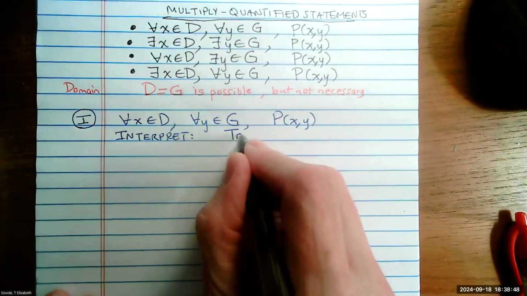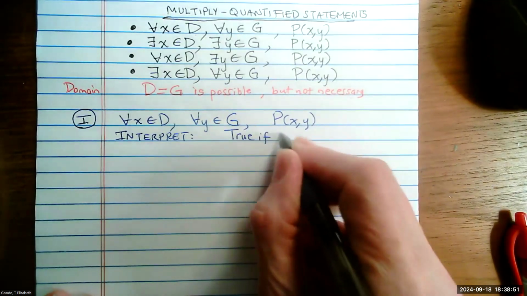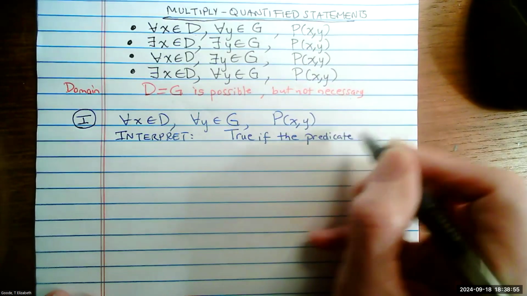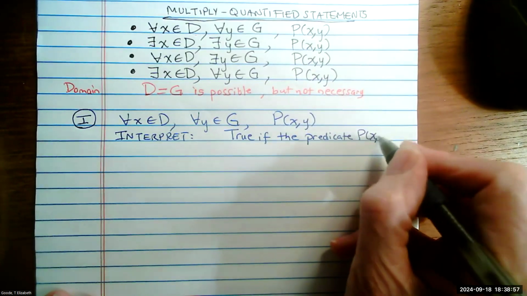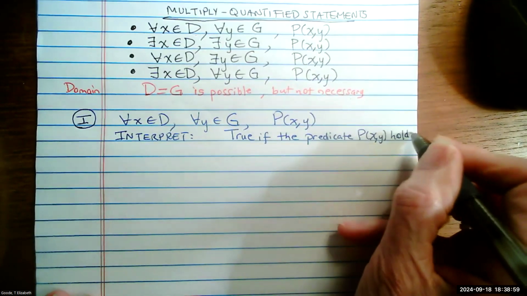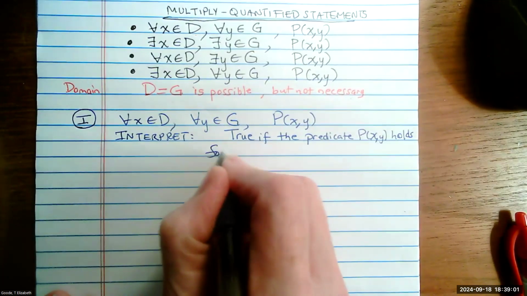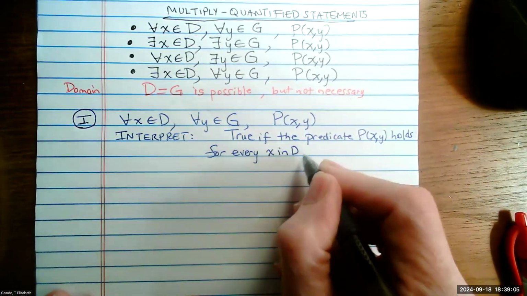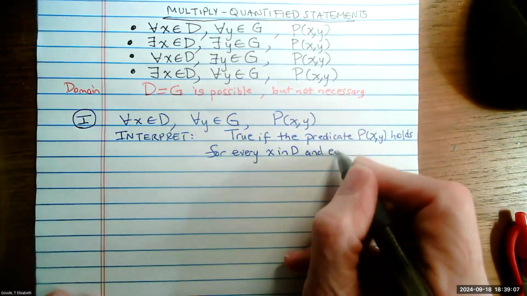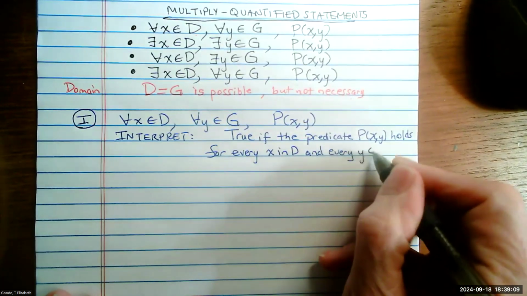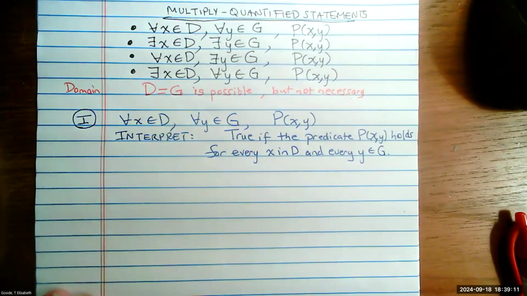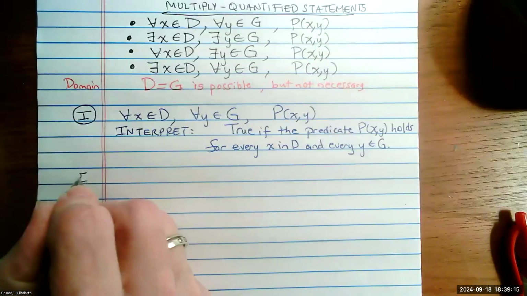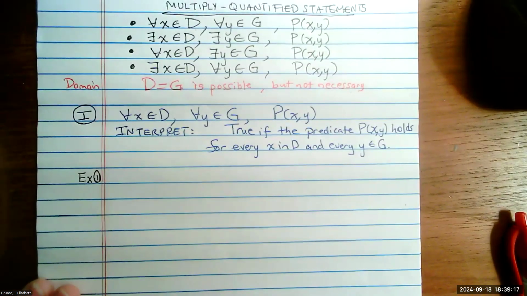It's true if the predicate P of X, Y holds for every X in the set D and every Y in G. So let's just go ahead and look at an example right off the bat so that we can understand what the heck this is saying.